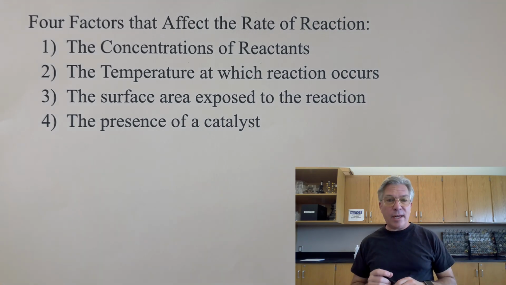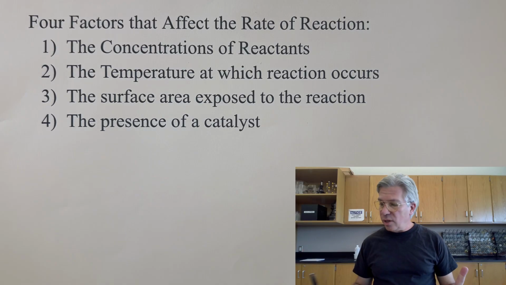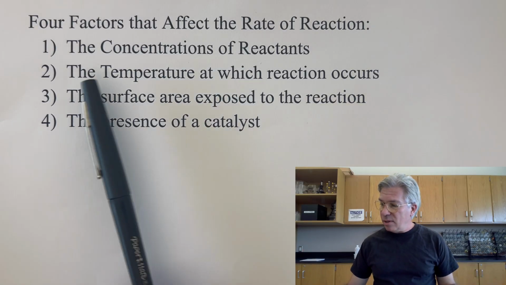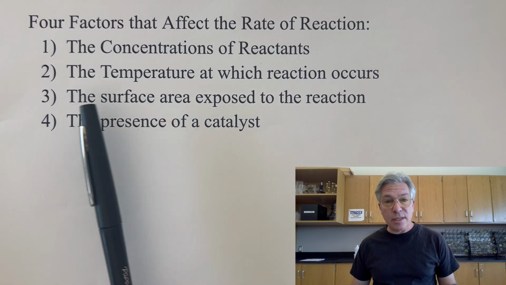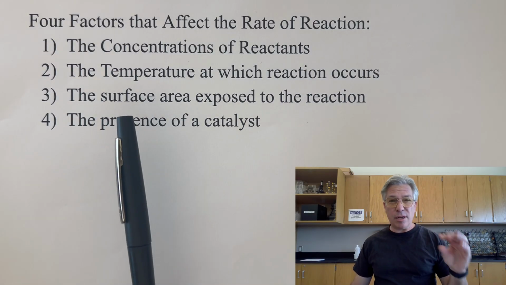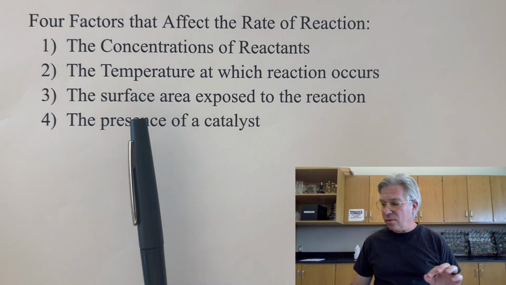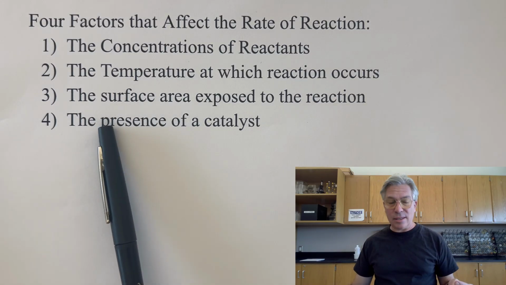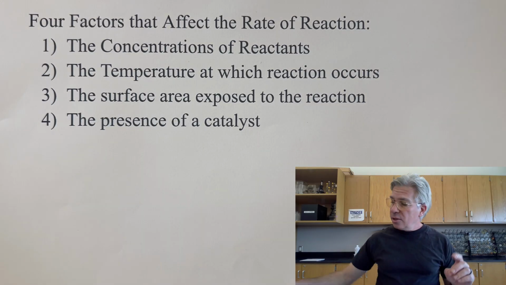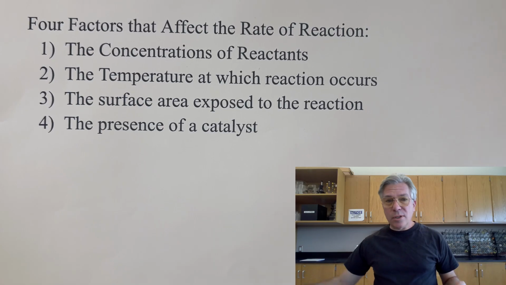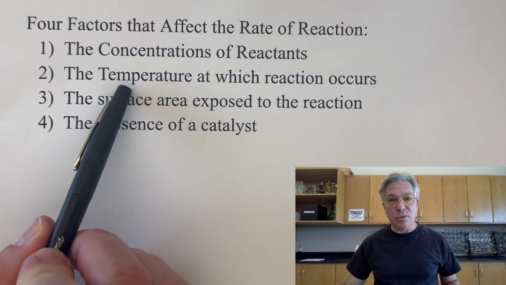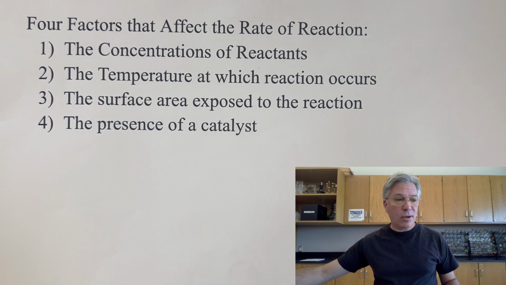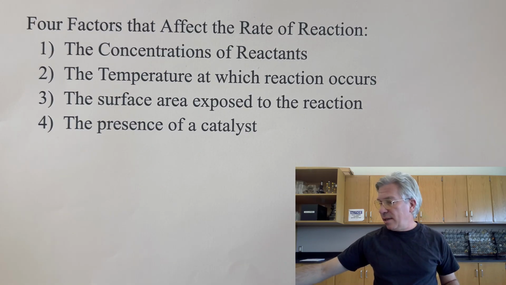Recall that there are 4 factors that affect the rate of reaction: the concentration of the reactants, the temperature at which the reaction occurs, the surface area exposed to the reaction. So if it's ground up real fine and lots of surface area, it goes faster, and the presence of a catalyst. All right, so great. What we're talking about today, though, is number 2, the temperature. It's really all about the temperature right now.